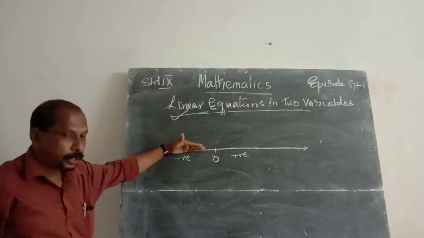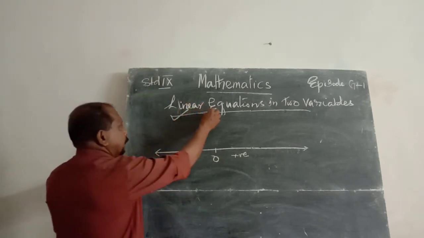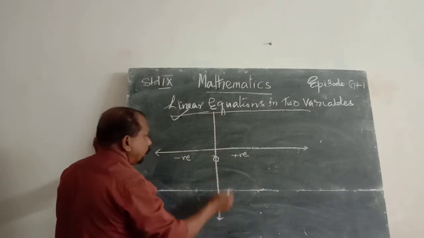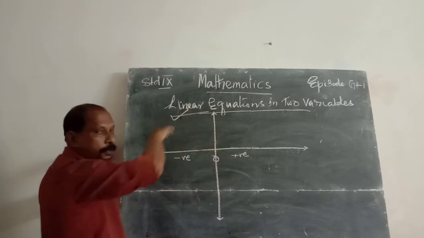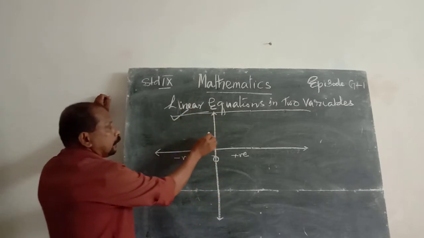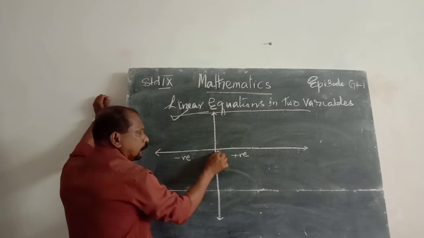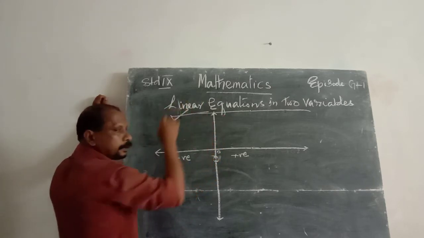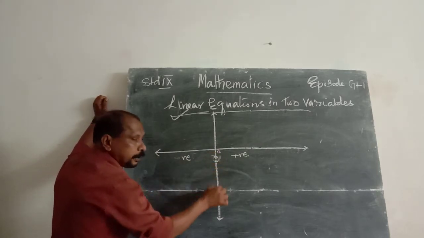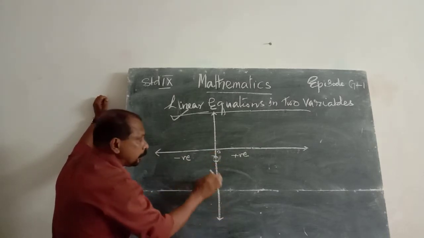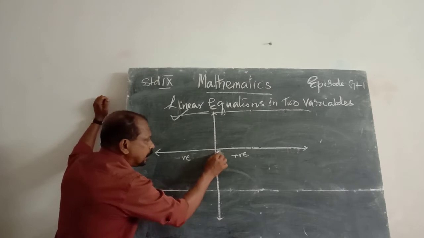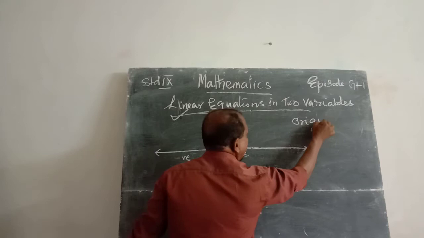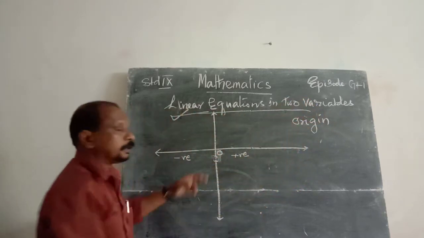In this horizontal line, let us consider another, vertical line. It is also endless, it tends to infinity. The middle value is also 0. The upward portion has positive numbers and the downward portion has negative numbers. Therefore, this point of intersection is known as origin. O-R-I-G-I-N. Origin is the point of intersection of the two lines.